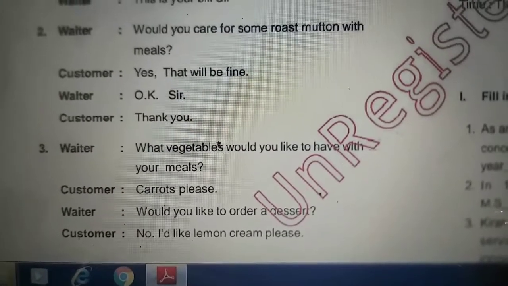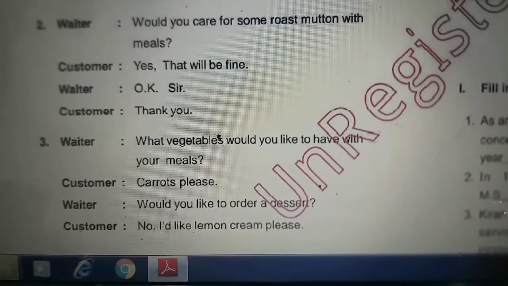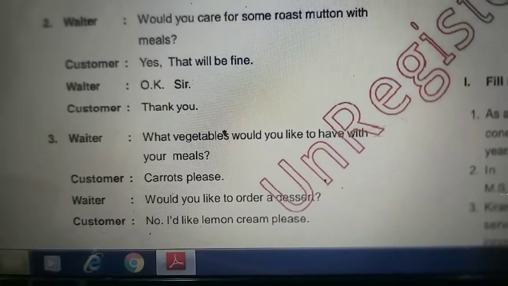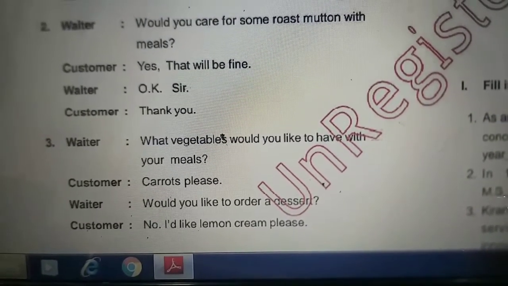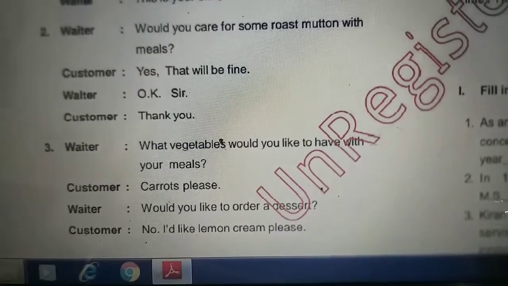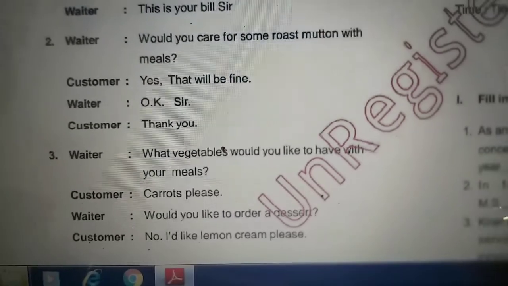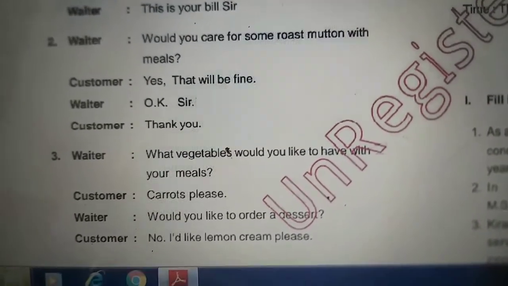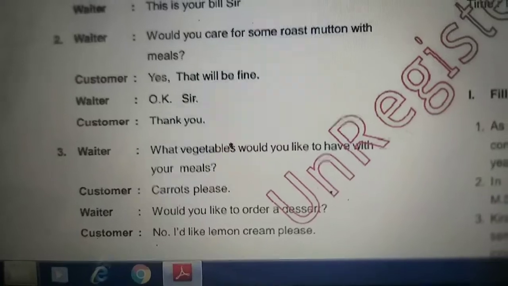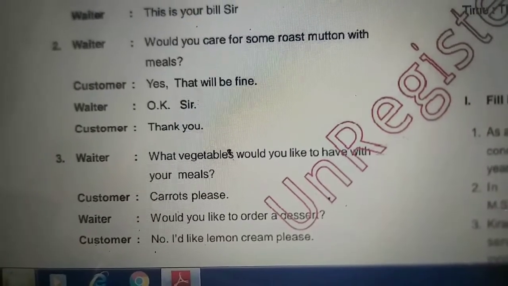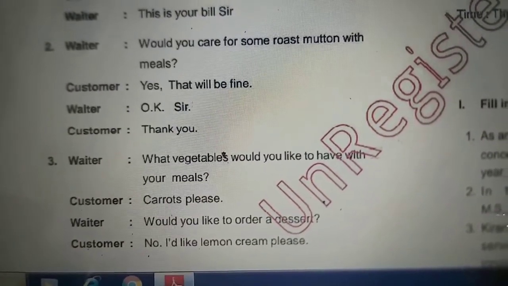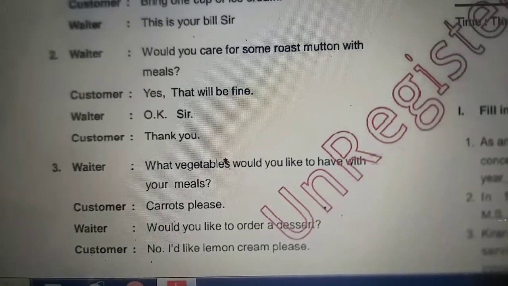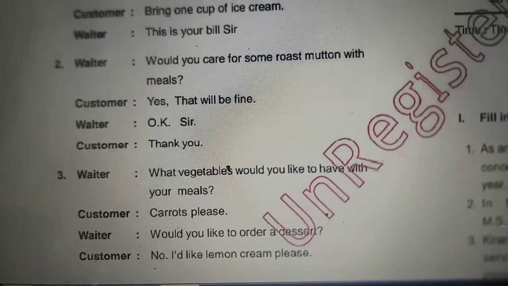Waiter: "What vegetables would you like to have with your meals?" Customer says, "Carrots, please." Waiter: "Would you like to order a dessert?" "No, I would like lemon cream, please." So this is a very general conversation that happens. This is how it happens everywhere. The thing is, here it is in English. We talk in Tamil. So try to talk in English next time when you go to the restaurant.